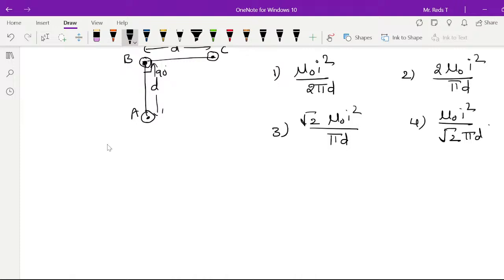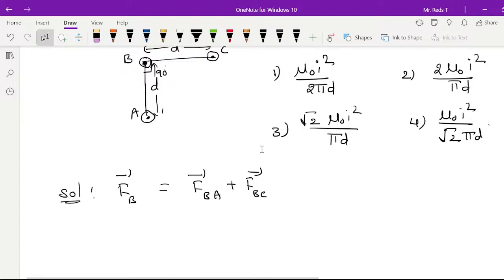Okay, so how to do it? You can say the net force on B is equal to force on B due to A plus force on B due to C. You have to just decide whether they will be in the same direction or not, vectorially. So better you write vector sum. These are vector sums. If they are in the same direction, you can add them. Otherwise, you have to take the sum accordingly.